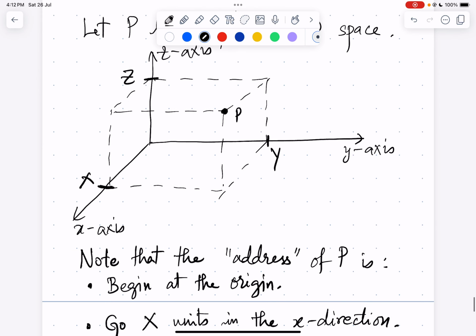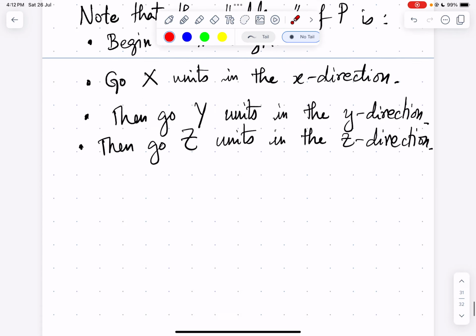So, here's the laser pointer. First, begin at the origin, go capital X units in the x direction, then go capital Y units in the y direction. So this is the y direction, and then you're going capital Z units in the z direction. So that is the address of P.